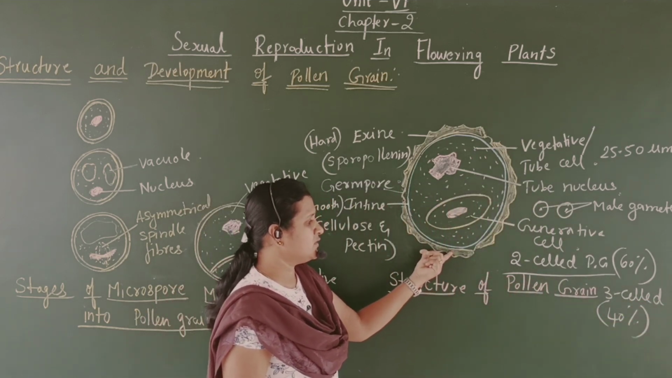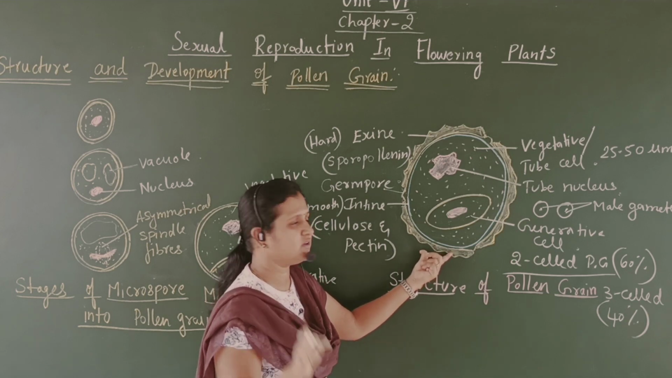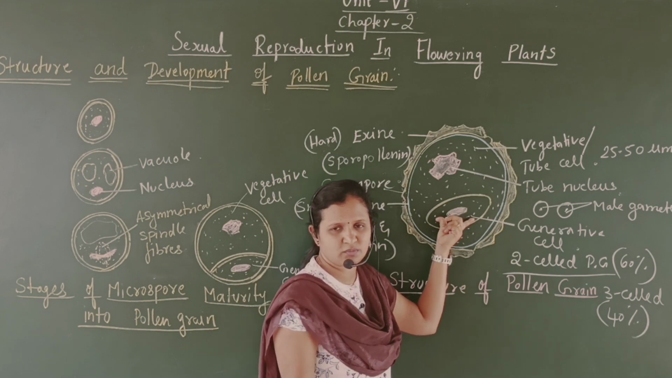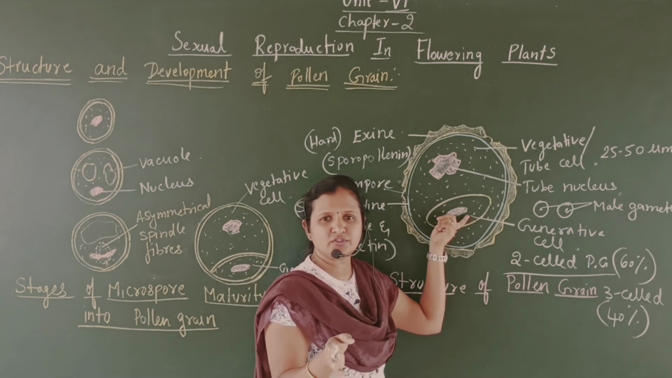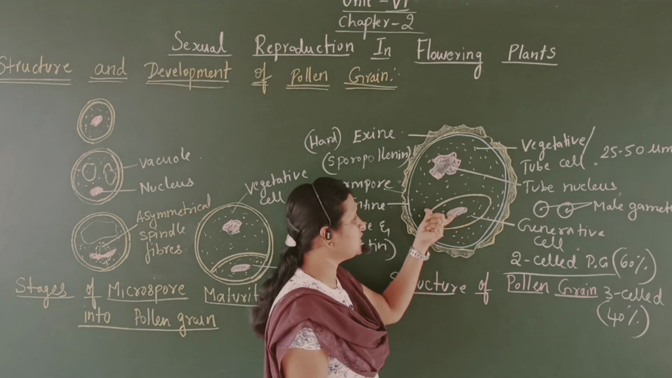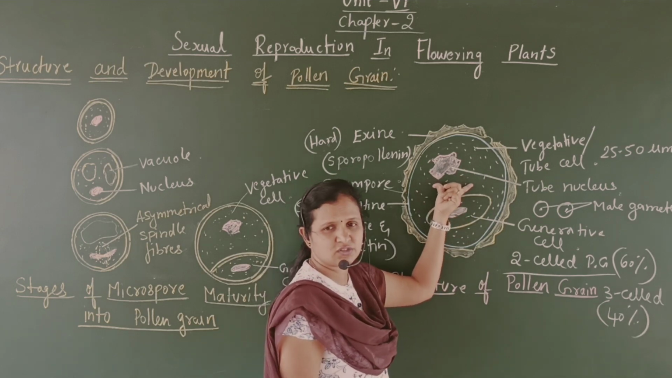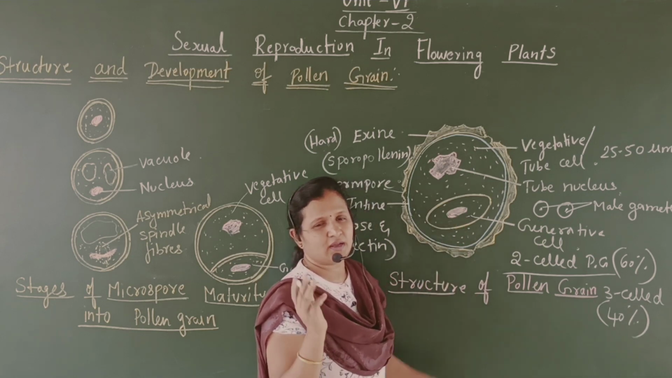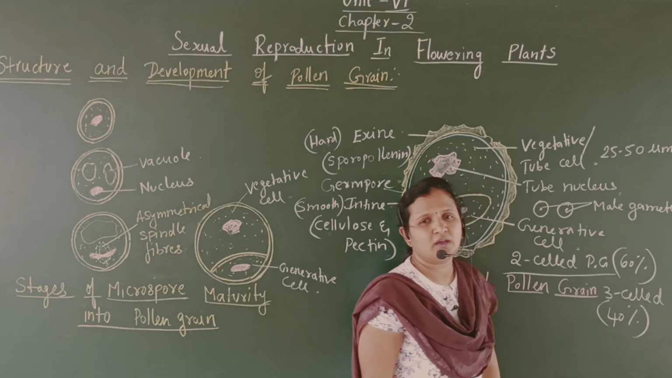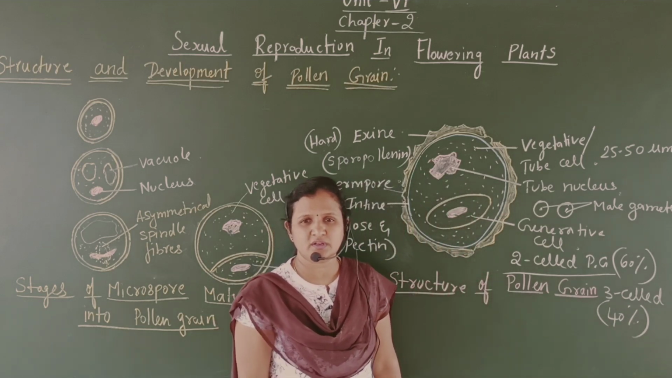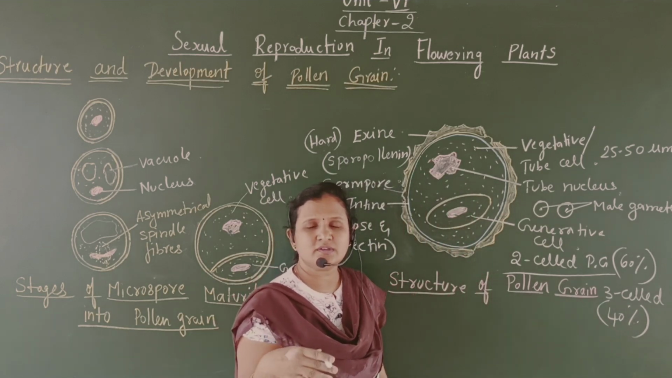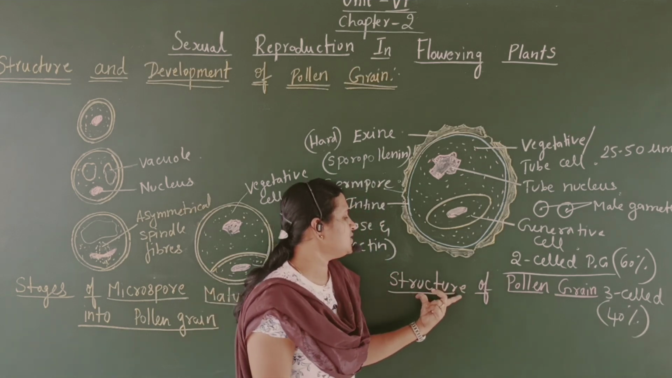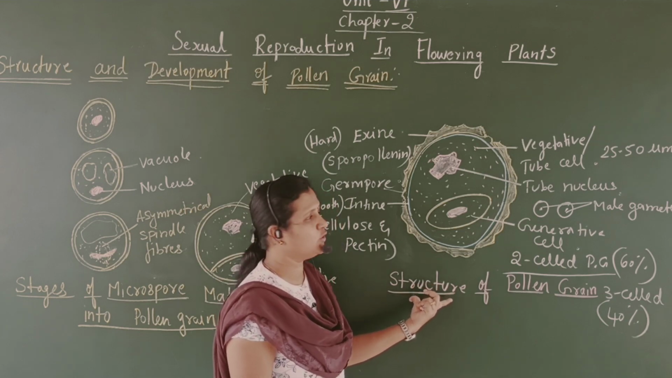So in 60% of angiosperms, the pollen grain is released from the anther with the vegetative cell and the generative cell. In 40% of angiosperms, the pollen grains are released when the pollen grain has one vegetative cell and the generative cell has divided into two male gametes, the three-celled pollen grain. After release it goes to the stigma and pollination occurs. So this is the structure of the mature pollen grain.